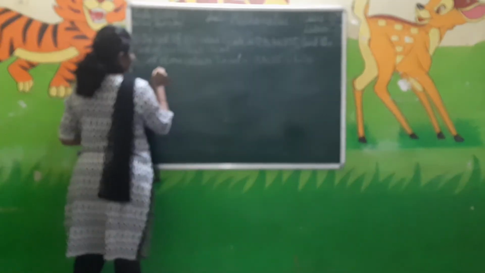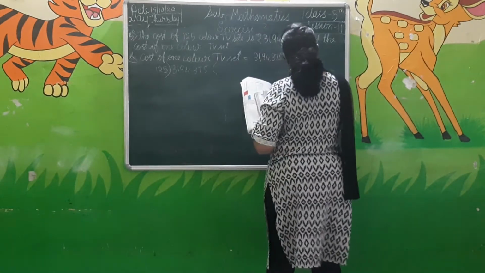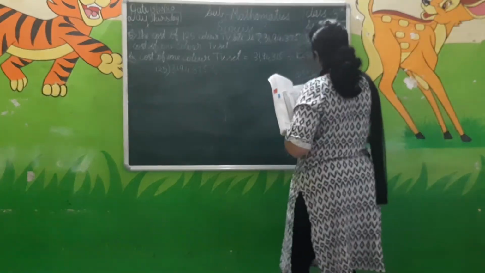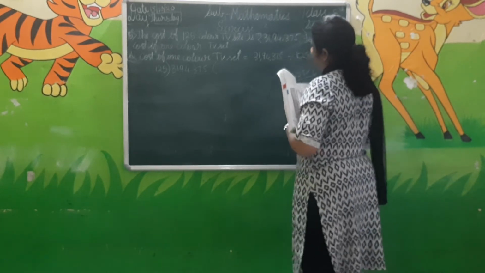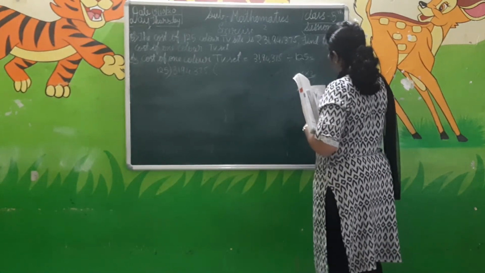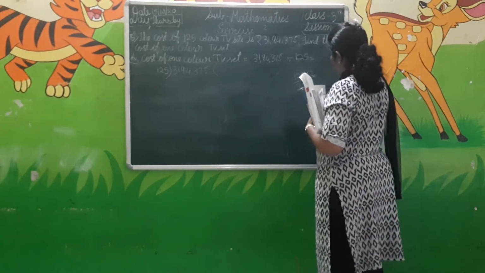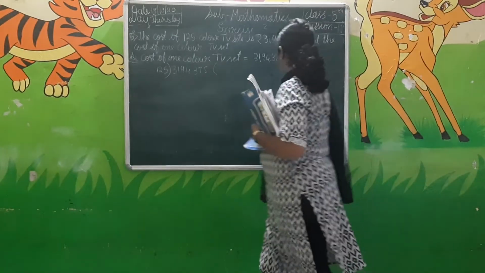Let's start the division here. 125 divides 31,94,375. First you compare these three numbers, 319. So better you go for 125 into 2. 2 5s are 10. 2 2s are 4. 4 plus 1 is 5. 2 1s are 2. Next go for the second, 125 into 3. 3 5s are 15. 3 2s are 6. 6 plus 1 is 7. 3 1s are 3. So 375 is more than 319. So you take this one only. 125 into 2 is equal to 250.